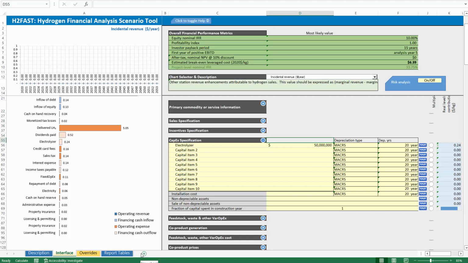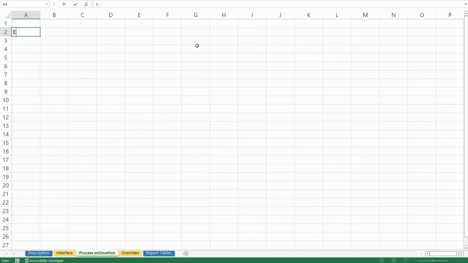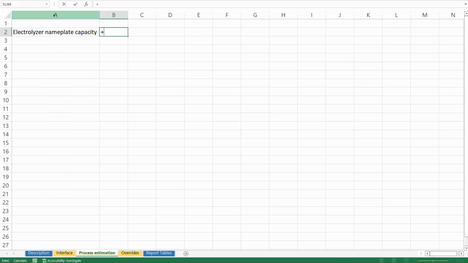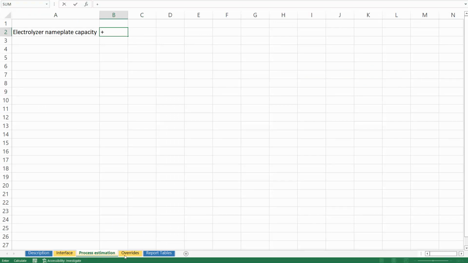I recommend folks actually insert a tab and do process type of analysis and estimation outside of the sheets, just for organization purposes. So let's insert a small tab here and we'll call this process estimation, and we'll do something very high level. We said electrolyzer nameplate capacity, and we'll just tie it up to this, and we'll say it's equal to 50,000 kilograms per day. Another important parameter for this is going to be what is the electricity consumption.